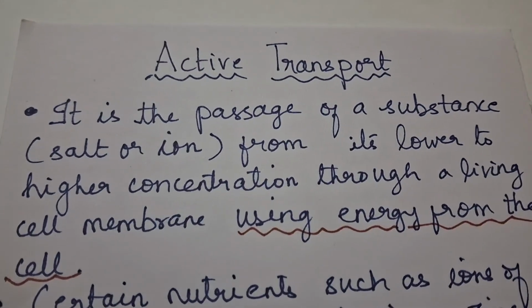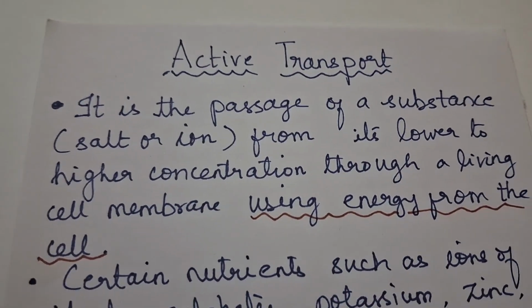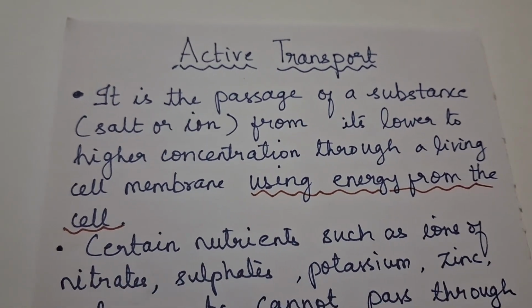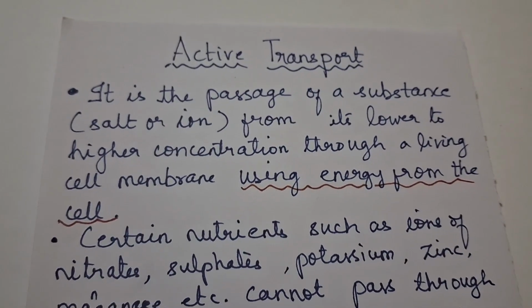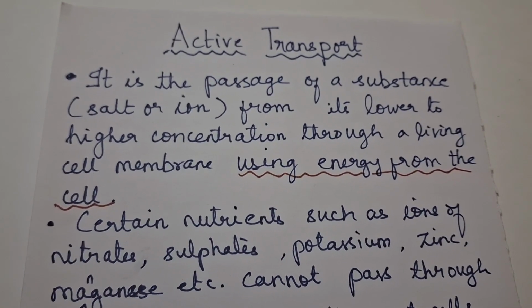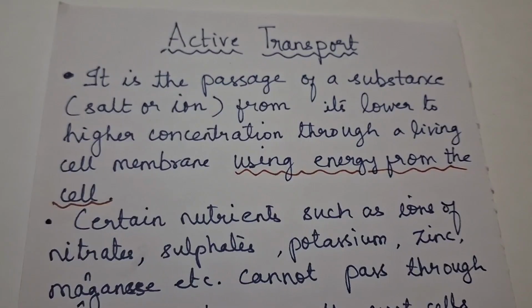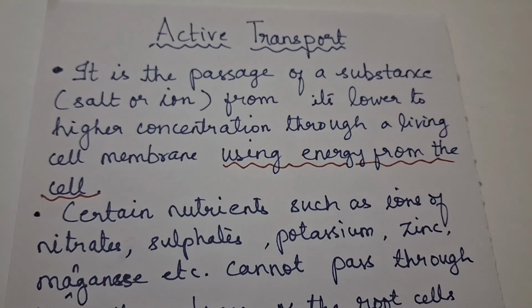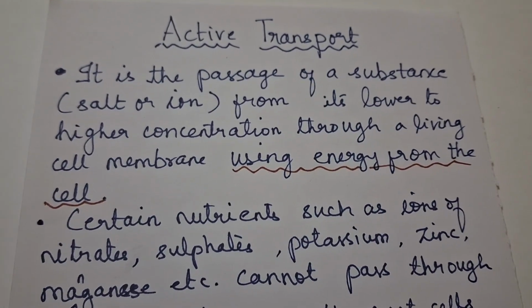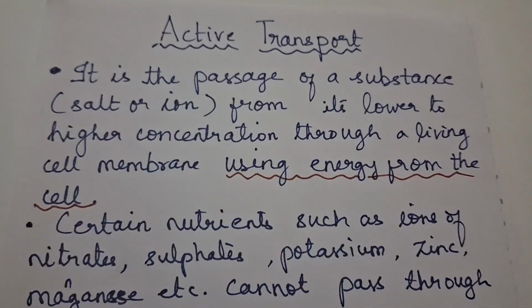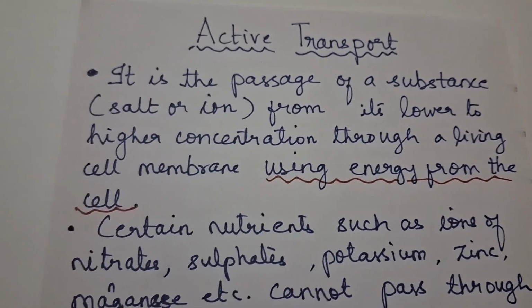Today's video is about active transport. It is the passage of a substance, it may be salt or ion, from its lower to higher concentration through a living cell membrane using energy from the cells. So during active transport, extra energy is spent here.